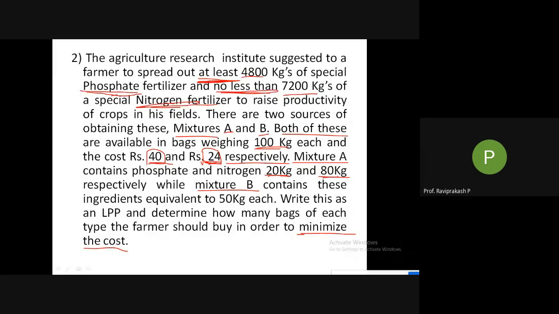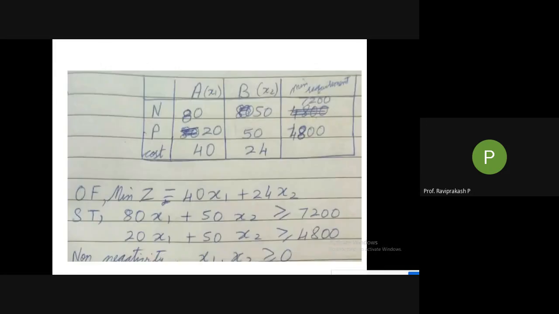But in mixture B, what are they giving? They are giving 50 kg each. So phosphate is 50 kg and nitrogen is also 50 kg. Now what to do? We need to minimize the cost. Okay, so I'll go to the answer.